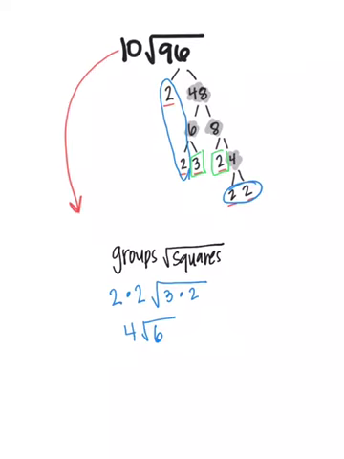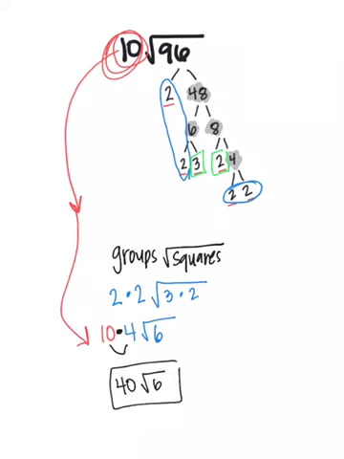And if you remember, we were saying that at the very end we would bring this 10. The 10 is outside of the radical, so the 10 needs to go outside of the radical. And what you're going to do is multiply the 10 by what else is outside. So 10 times 4 is 40, and then in the square we have 6. So 40 square root of 6 is the reduced version of 10 square root of 96.